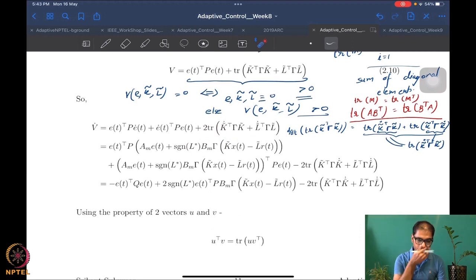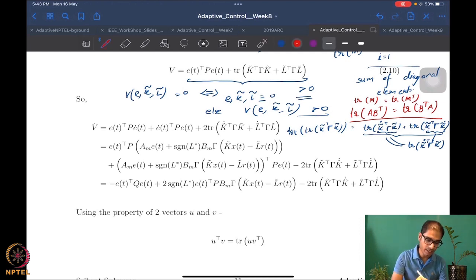Okay. In fact, I could have pretty much done the same thing here too, because P is a symmetric matrix. So I could have taken the transpose of this, and I would have obtained E transpose P E dot, which is the same as this, right? But I am simply writing this separately because I'm going to use the Lyapunov equation. That's the only reason. I'm not doing anything magical here.